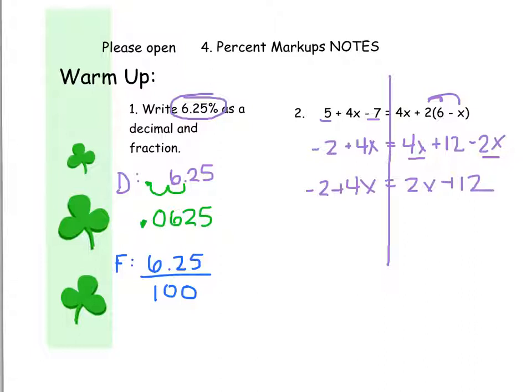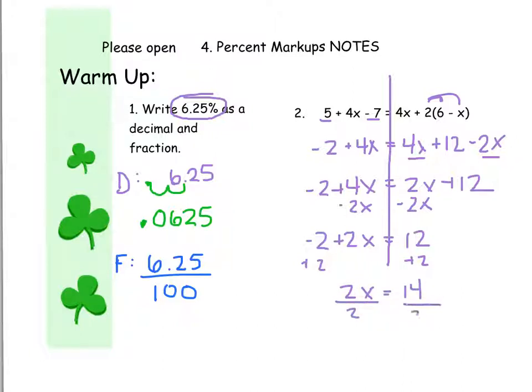Now, I'm going to move my 2x over to the other side, so I'll subtract. Negative 2x plus 2x equals 12. I'm going to add the 2 to both sides, so 2x equals 14, and divide by 2 to get x equals 7.